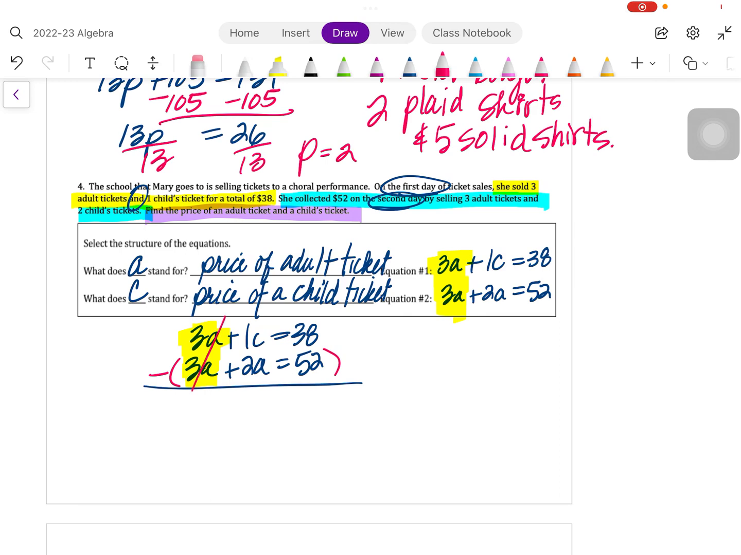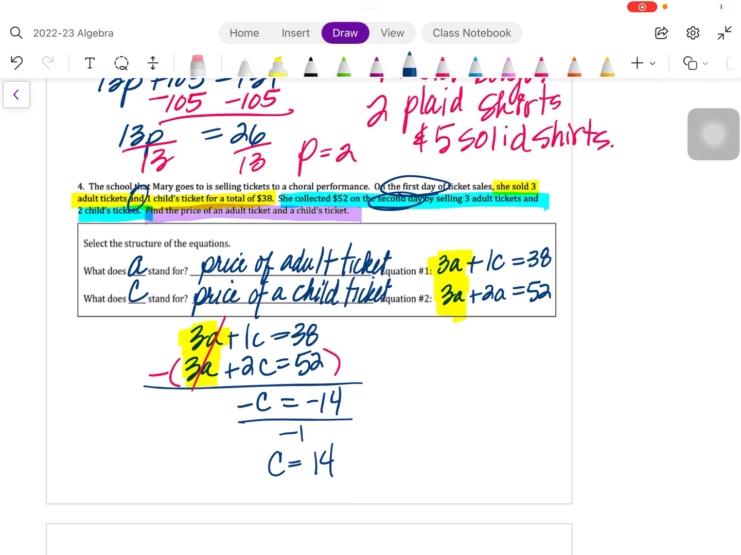So 3A take away 3A, that eliminates. And then we have, oh, sorry about that. I just noticed I wrote this as an A and that should be a C. That was not meant to be confusing. 1C minus 2C is negative C. And then we have 38 minus 52, which is negative 14. So I can't have a negative number of child tickets, so of course I'm going to divide everything by -1, and that means each child ticket is $14.